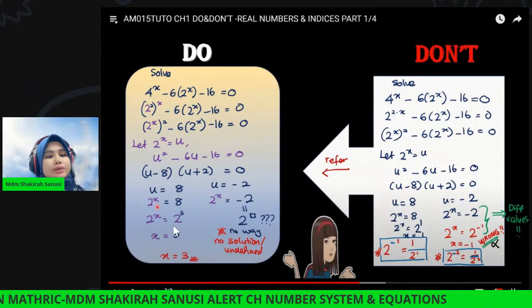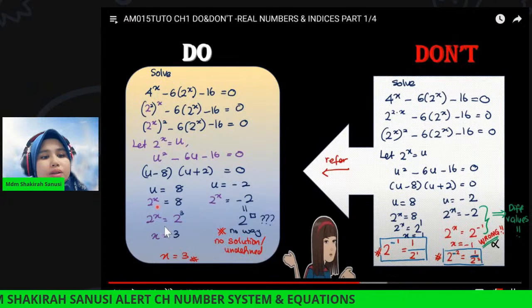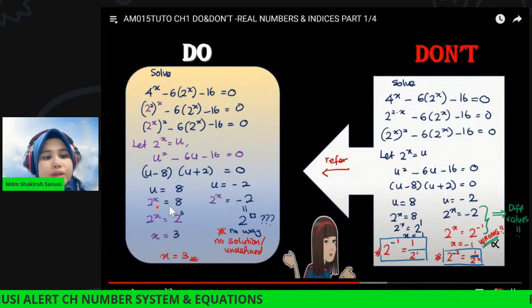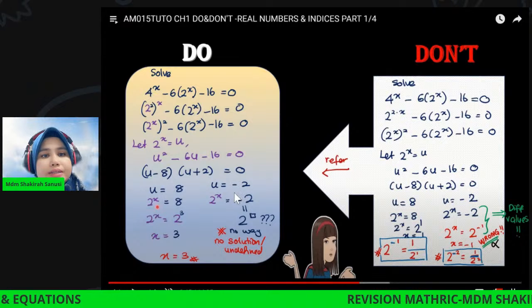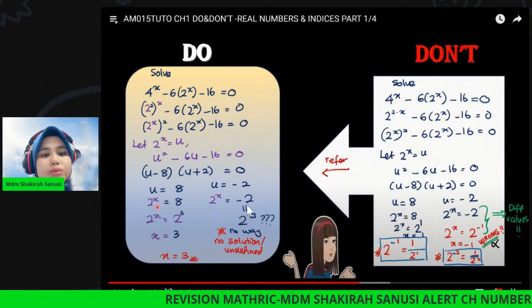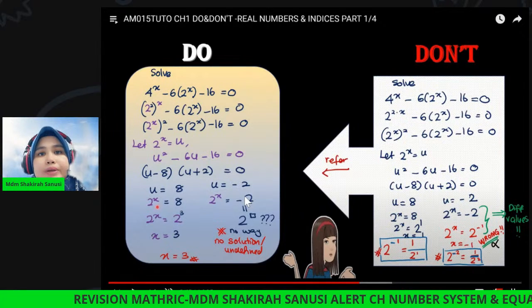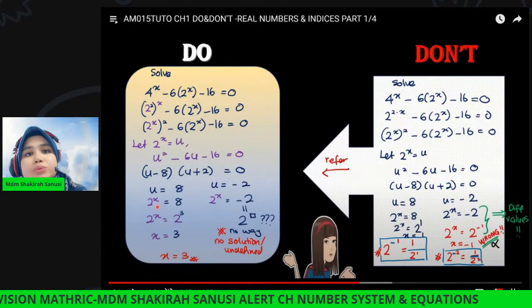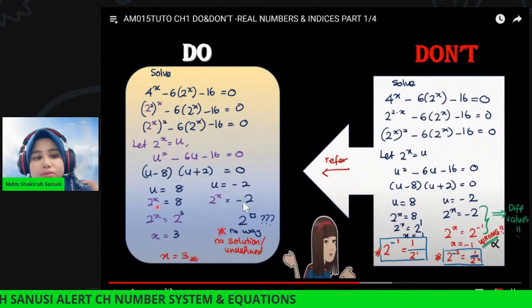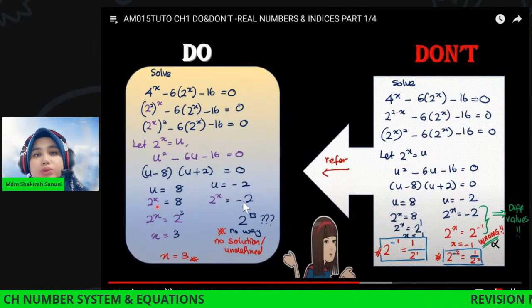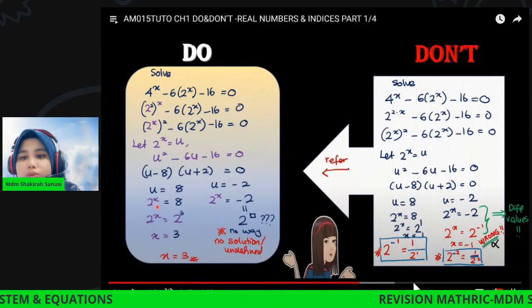What I want you to look at is x equal to 3. Okay, no problem with the left side. But for the right hand side, u equal to negative 2. 2 power of x equal to negative 2. Negative 2, we have to think, can we change it to 2 power of something? No way, no solution for that. That's why our answer is x equal to 3 only. That is important for indices.